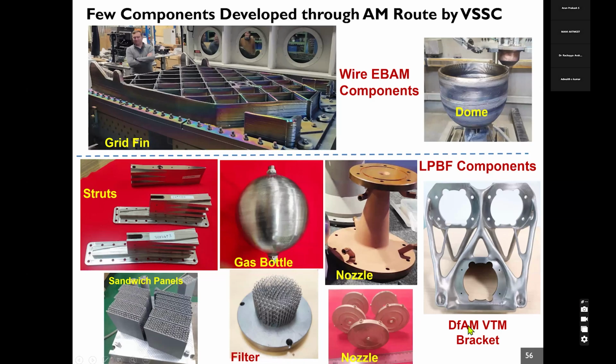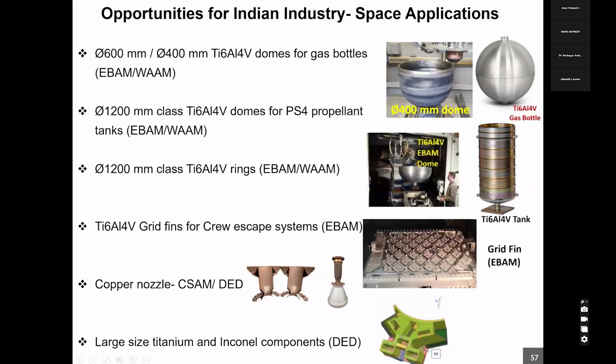And we also adopted DFAM for redesigning our brackets. There we are getting a lot of weight savings. And these are typical components that can be made through different metal additive manufacturing routes. We have various domes ranging from 400 diameter to 600 and also up to 1200 diameter class. So these can be made through electron beam or wire arc additive manufacturing routes.